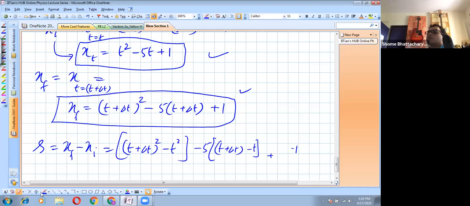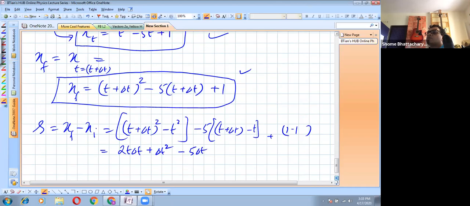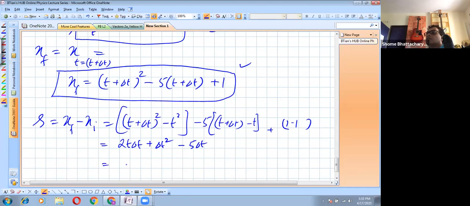But you don't need to write down in so much detail like I'm writing. You can just subtract this minus. So anyway, you can see what is this term going to give us. It is going to give us 2 times t into delta t plus delta t squared. Okay? And this term is going to give us minus 5 delta t. So our final answer is what? It is 2t delta t plus delta t squared minus 5 delta t.